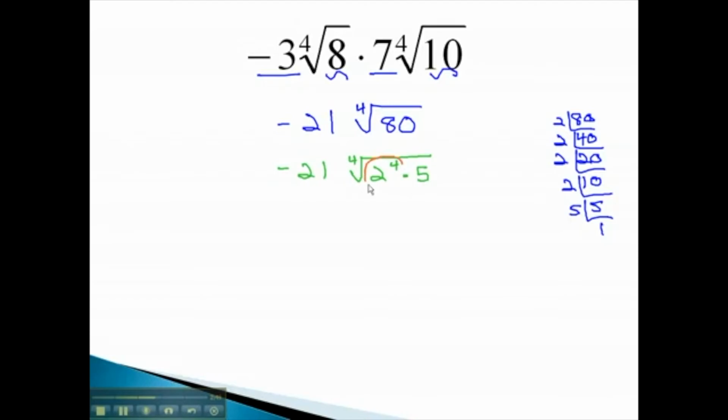Notice we can divide the exponent by the index. 4 divided by 4 tells us one of this number's coming out, or one 2 comes out of the radical. Multiplying this by the negative 21, our final answer is negative 42 times the fourth root of 5.